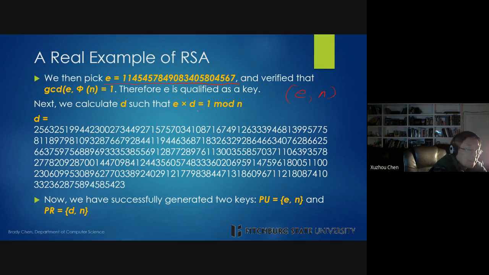Now, what is d? How can I find d? And d is this number, that's a huge number. So e times d modulo phi of n, not n, is 1. So that's d. So now I got (e, n), that's the public key, and (d, n), that's the private key.